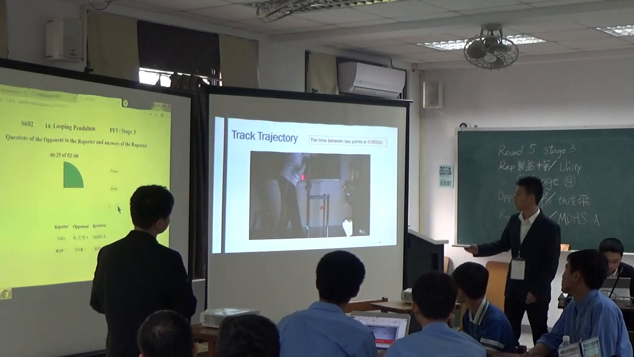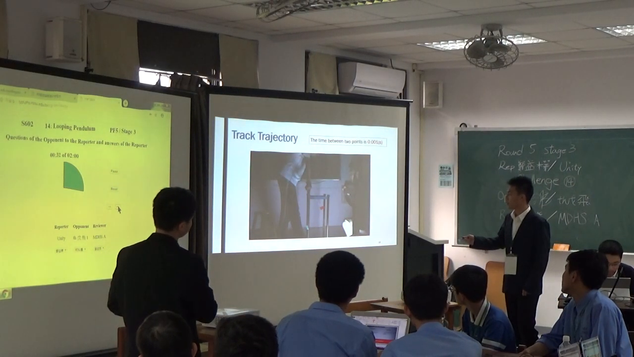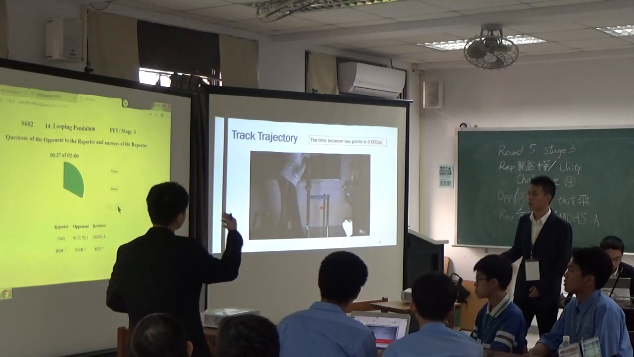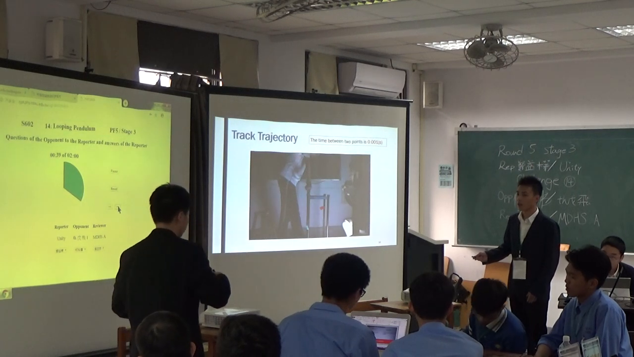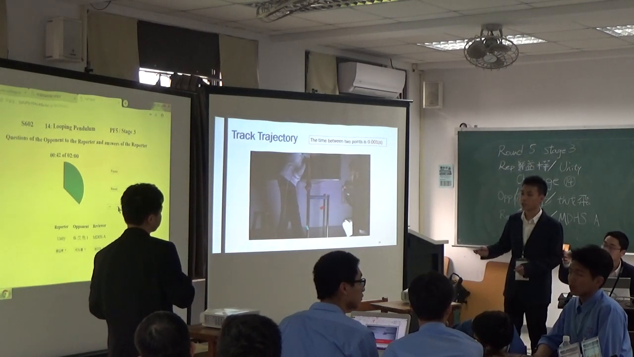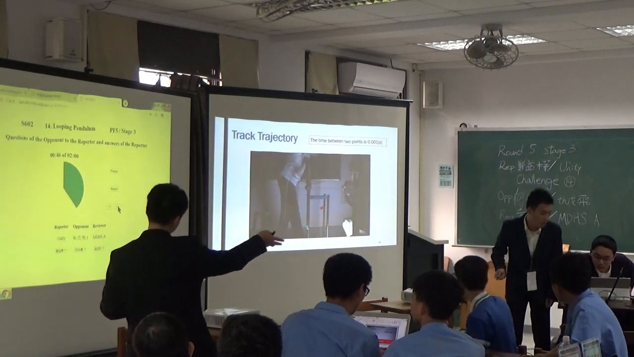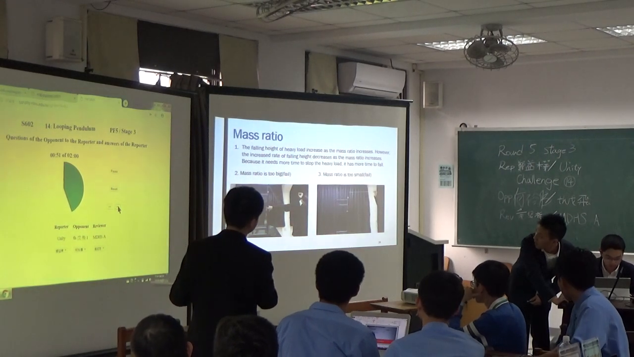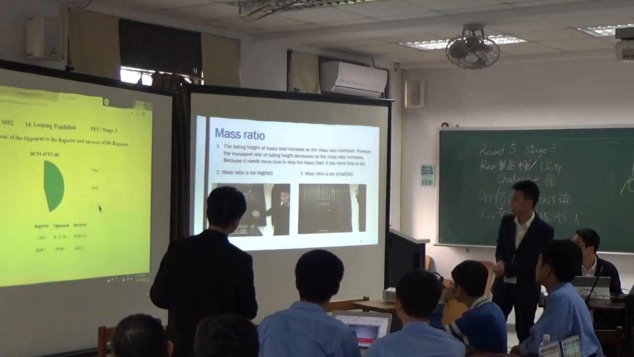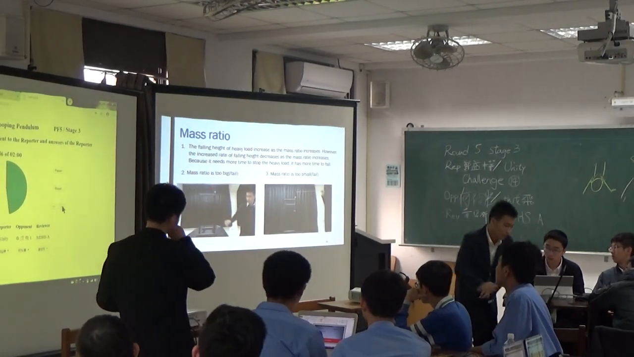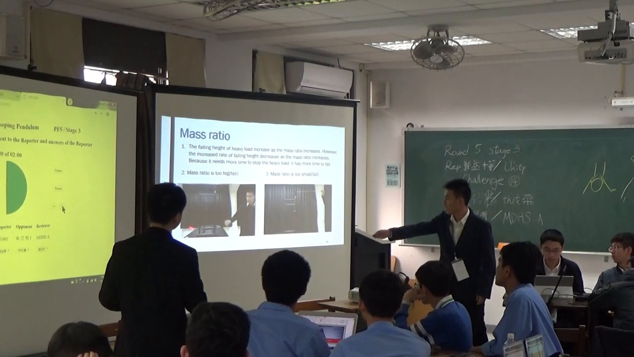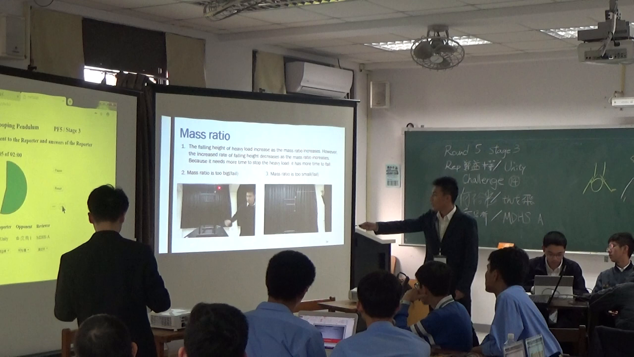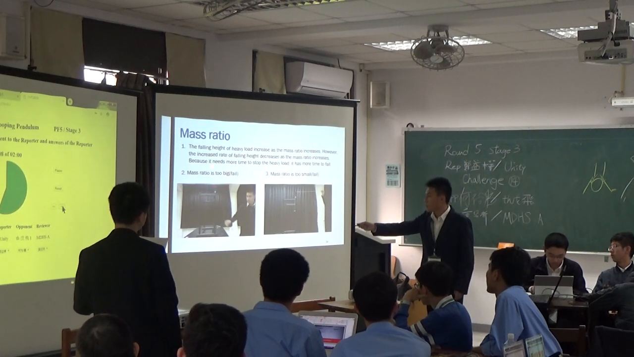Oh, this is a picture where we use Tracker to check the video. It just shows that we use Tracker. You said one of the experiments failed. Which one, the mass ratio? Okay. This is when the mass ratio is too big. You can see that when the mass ratio is big, because the heavy rod is too heavy, it pulls the string very fast. So the light bar won't have string to sweep around the rod, so it fell.